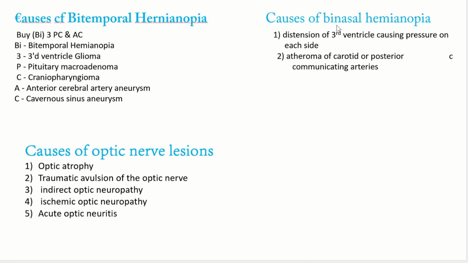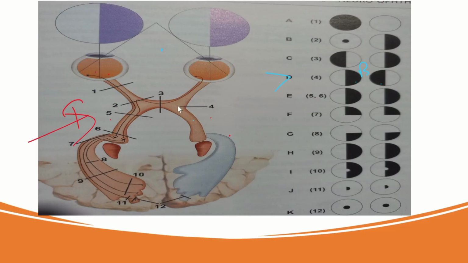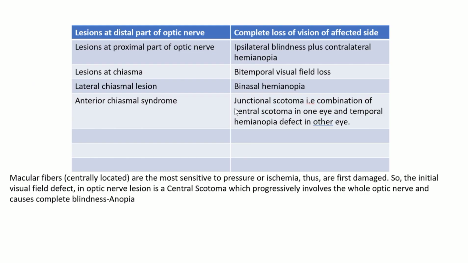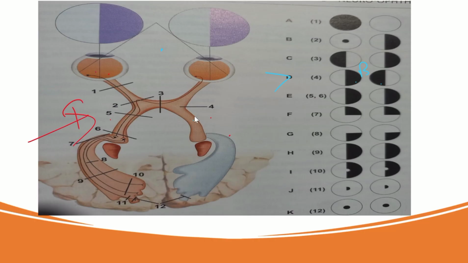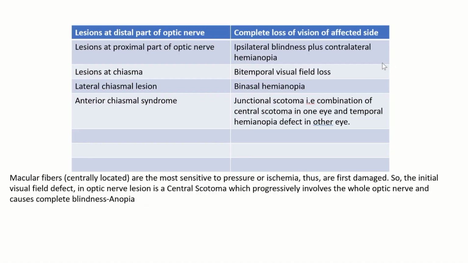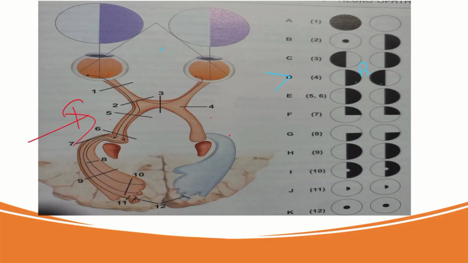After that, the causes of binasal hemianopia are distension of the third ventricle, causing pressure on each side, and atheroma of the carotid or posterior communicating artery. The internal carotid artery passes like this on both sides. So whenever there is atheroma, which side will it affect? The lateral side first. So the lateral side will get affected with atheroma of the internal carotid arteries. That's it. This is all about lesions up to the chiasma.